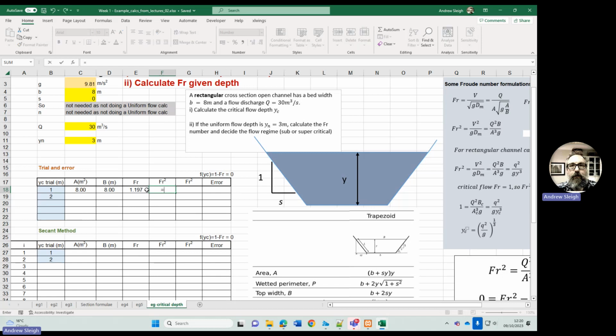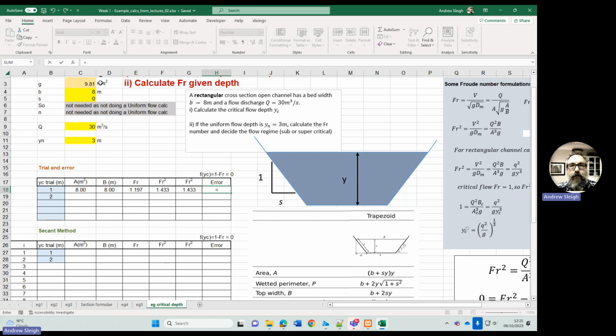Froude number squared, well, there's two ways of doing that. We can do the Froude number times the Froude number, or we can use a formula. And this is the formula we're going to use, so it checks our Froude number for us. So let's do that is equal to Q as a constant squared times by the width divided by A cubed divided by G as a constant. Excellent. 1.43 is the same.